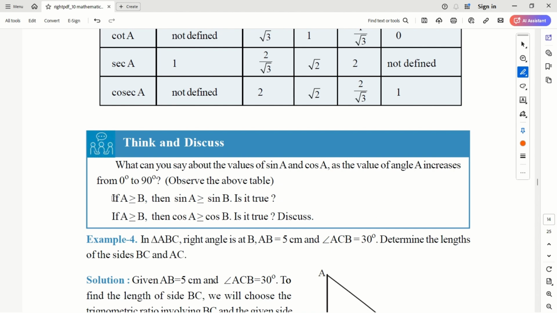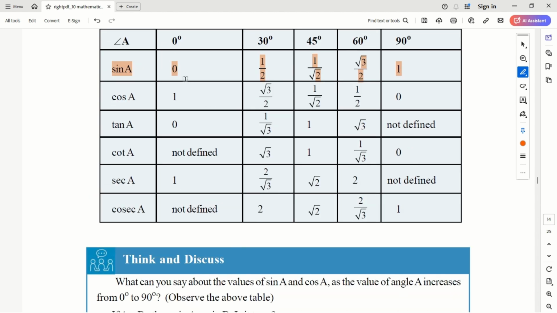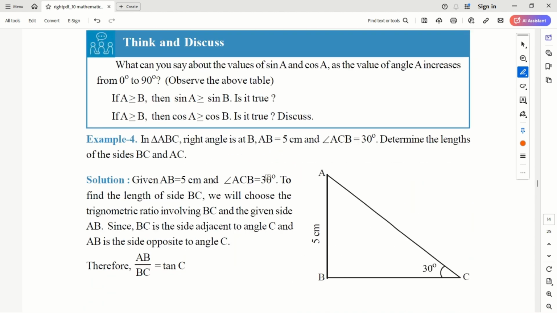Here there is something given. If A is greater than or equal to B, then sin A is greater than or equal to sin B. Yes, it is true. Sin A value will increase with the angle up to 90. After 90, it will go down. If you plot a graph, you will know this later when you find values for more than 90 degrees. Within 90 degrees, if the angle is between 0 and 90, the sine value always increases. The cos value decreases from 1 to 0. So you can remember these things.